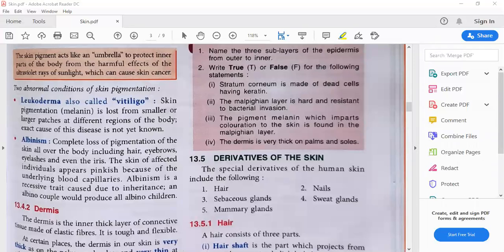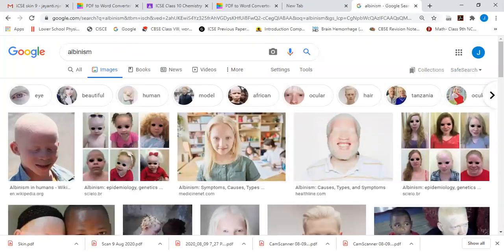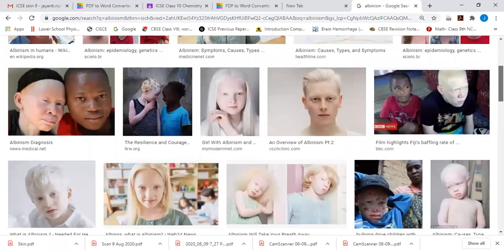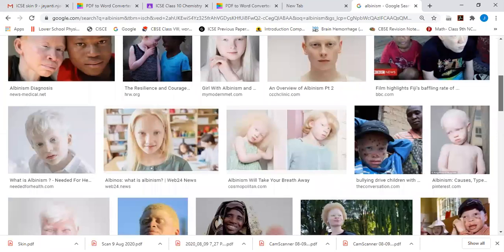What is albinism? Okay, can you see? Yes, ma'am. You can see they don't have eyebrows. Basically there is no melanin, so they are like what you call a white ghost. I hope you are understanding what albinism is.